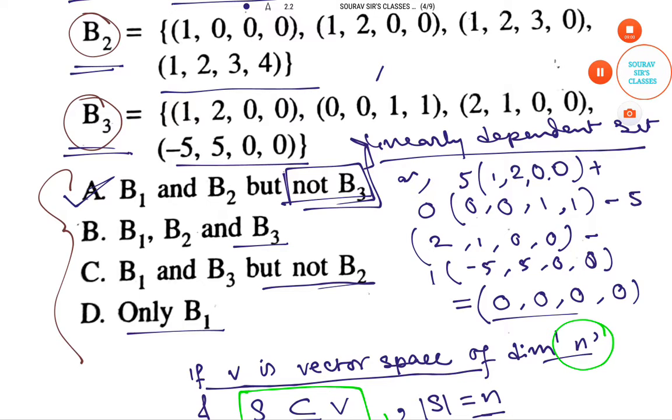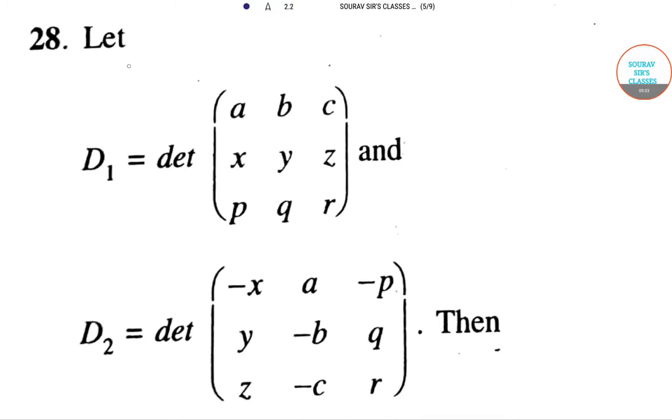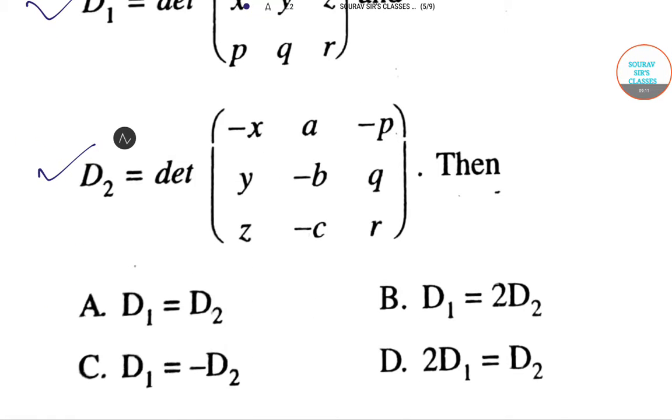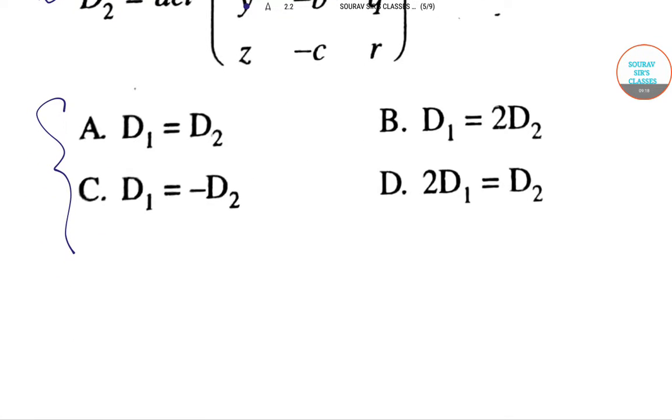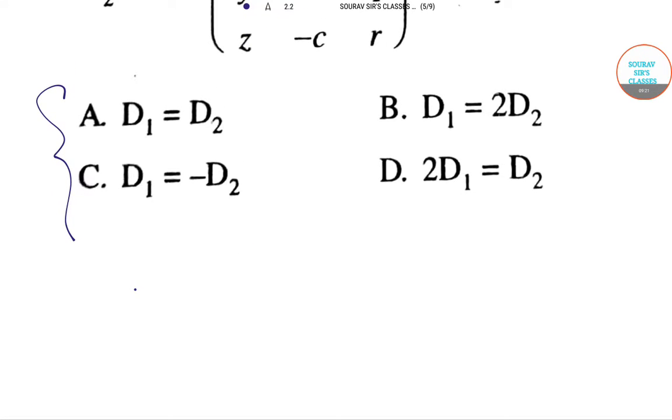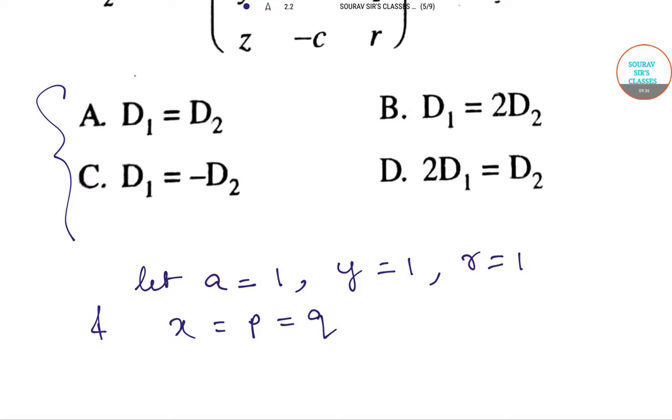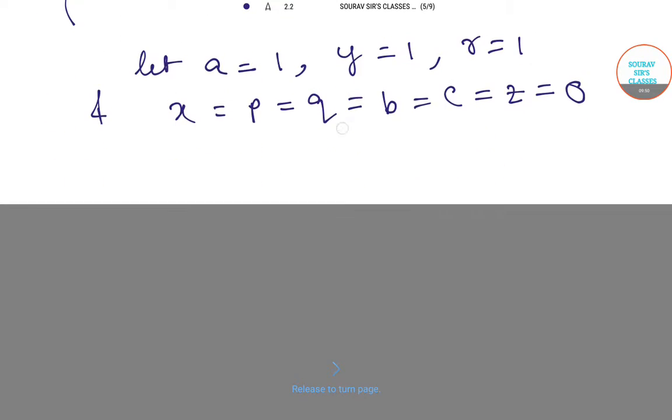Okay, so now we are moving to the next question. This question is about matrices D1 and D2. Here is the matrix, and there are options; we have to calculate and choose the correct one. So if we let a equal to 1, y equal to 1, r equal to 1, and x equal to p equal to q equal to b equal to c equal to z equal to 0, then we can write it.